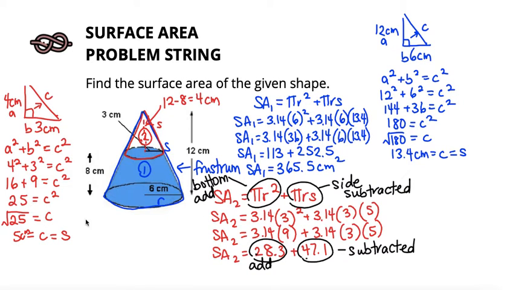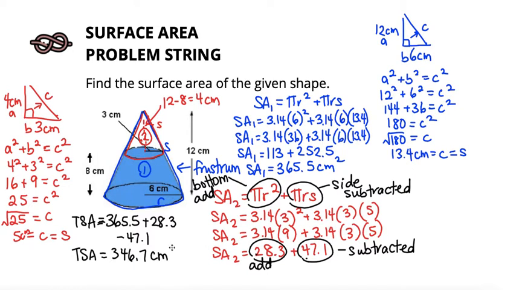So when I'm calculating the total surface area, I'm going to take my 365.5. I'm going to add my 28.3, but I'm going to subtract my 47.1. So I needed to think about what I had to do there before I added this together so that I didn't make it more confusing for myself afterwards. So now when I do that calculation, I can plug this all into my calculator. I get an answer of approximately 346.7, and my units are centimeters squared.